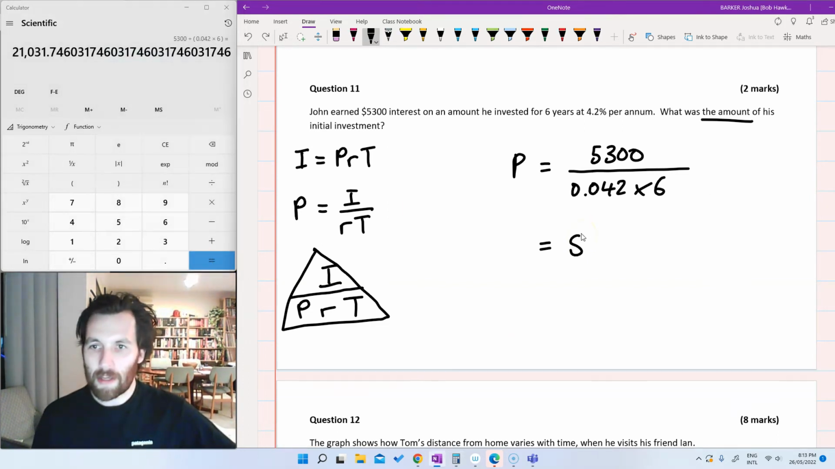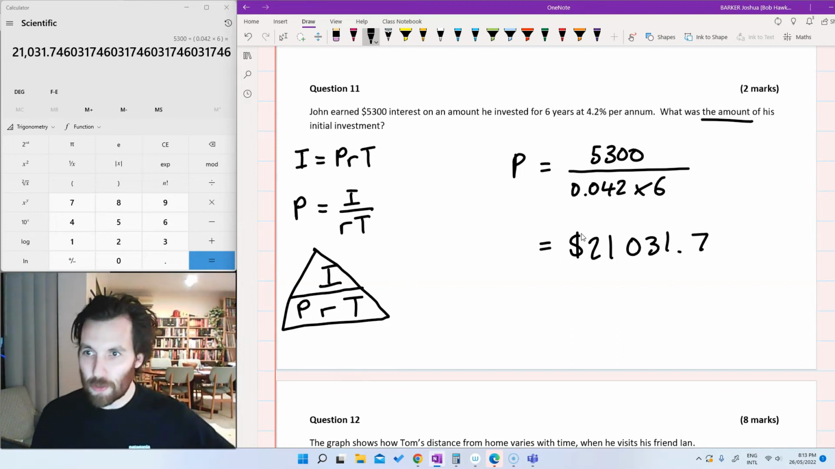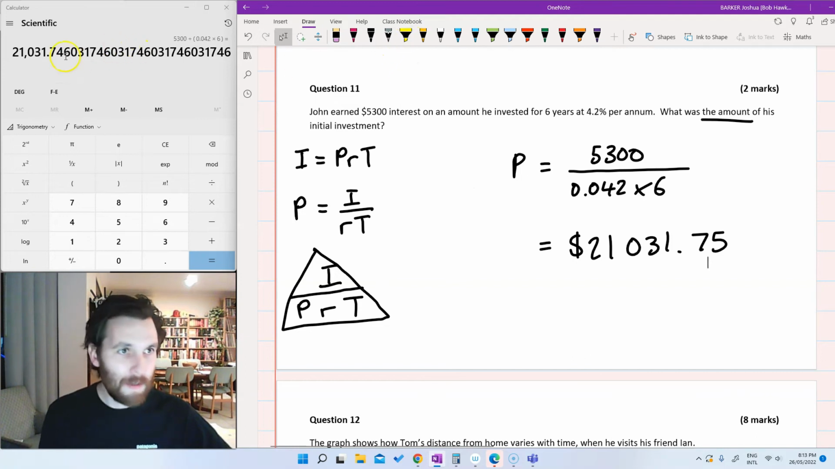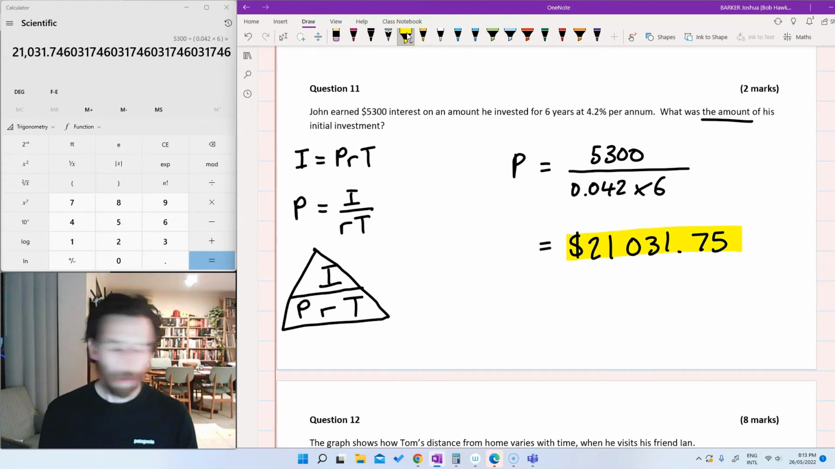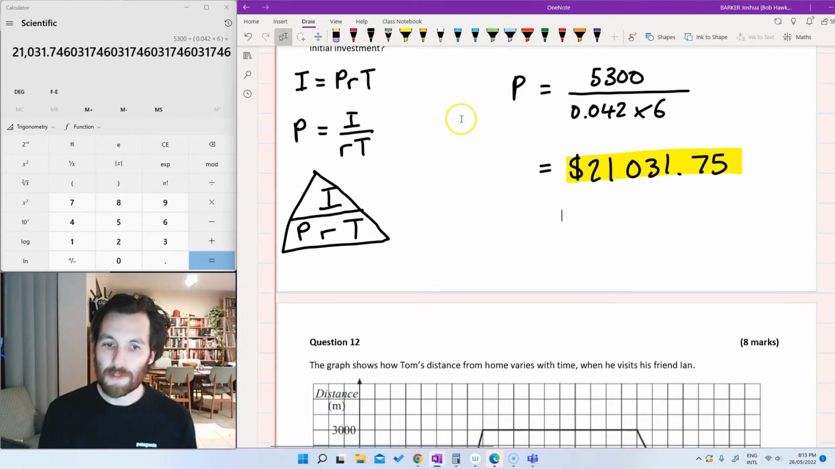Anyway, so our initial amount invested was $21,031. Because we're dealing with money, I'm going to round this to 2 decimal places. So 0.75 for that one, because my digit after the second decimal place is 5 or greater. 6 is 5 or greater. So I'm going to round it up from a 4 to a 5. Beauty. Happy days. Okay, I'm just going to have a quick look at what's next.